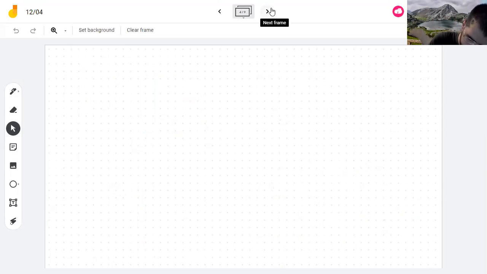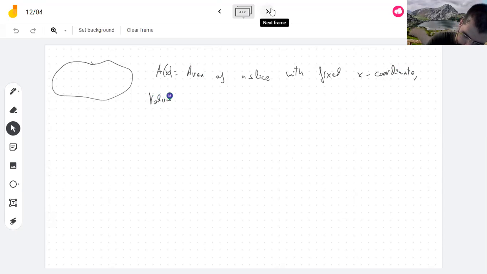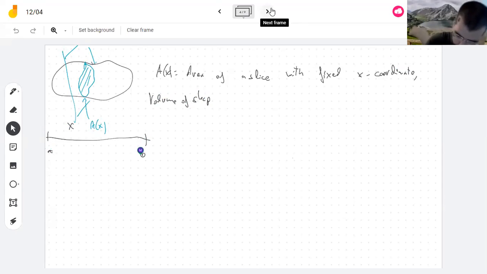What I just said is, if you take some shape and you say that A of x is the area of a slice at a fixed coordinate x, then, if I fix x, there's all these points with that fixed coordinate, and the area is A of x. If I choose a different x, I get a different shape, a different area. The volume of the shape turns out to be the definite integral of this area.